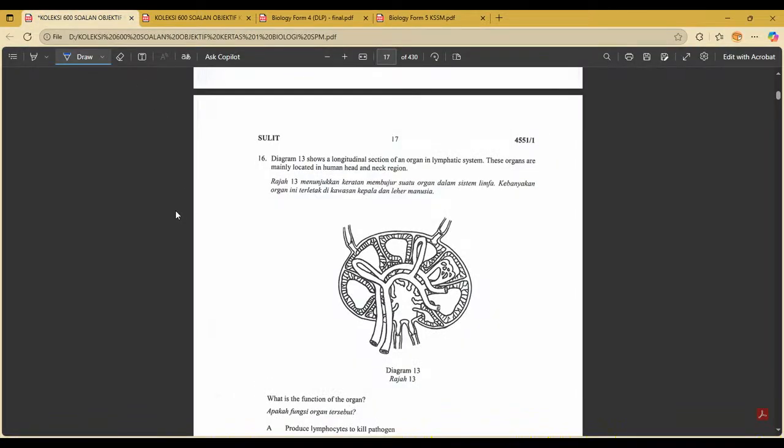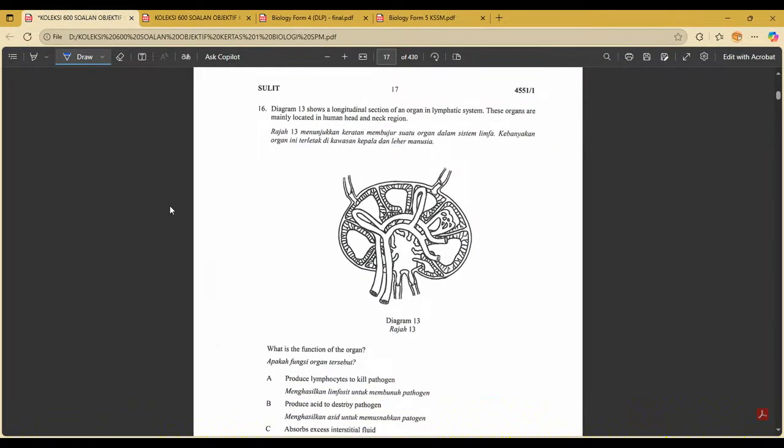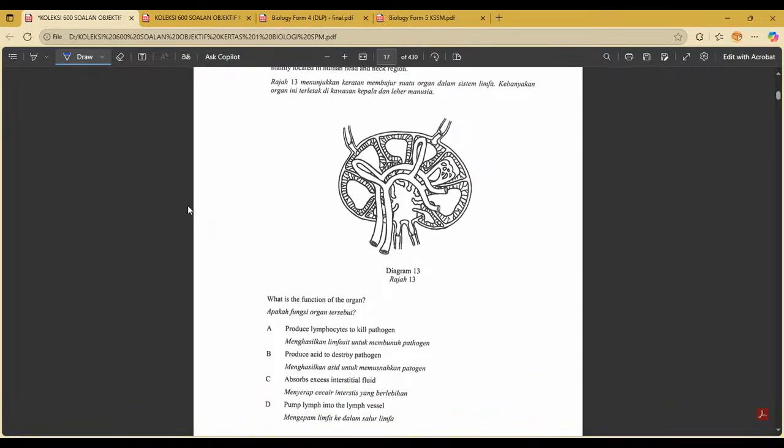Reopen the textbook again. Diagram 13, longitudinal section in lymphatic system or lymph nodes, mainly located in the human head and neck. What do they do? I don't know. Lymphocytes maybe, because it's the lymph nodes. Let's check.